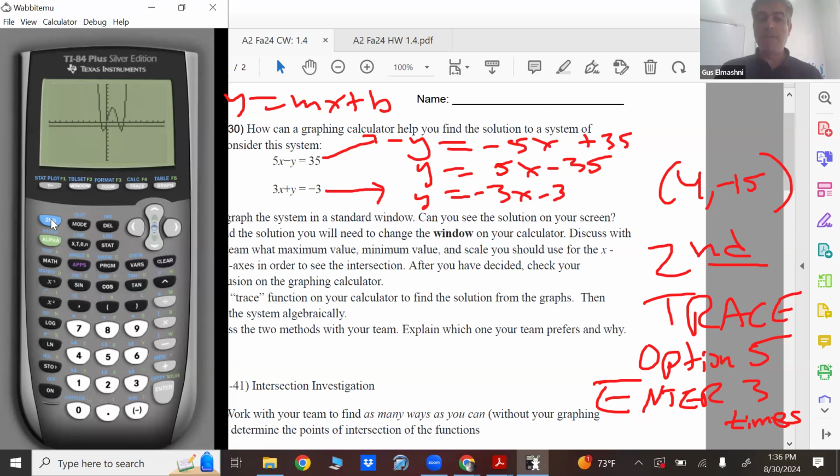4 times. So I hit second trace, option 5. We have a bit of a conundrum, because what point of intersection do you want to find? You have to choose. That's why it's asking these questions. Unfortunately, today's calculator forces you to find each point of intersection one at a time. So that's why it's asking those questions: first curve, second curve, guess. Because you have to move the cursors wherever you want to find the point of intersection. Let's say I want to find one on the far left. I have to move that cursor very close to it, hit enter 3 times, then I get the answer.